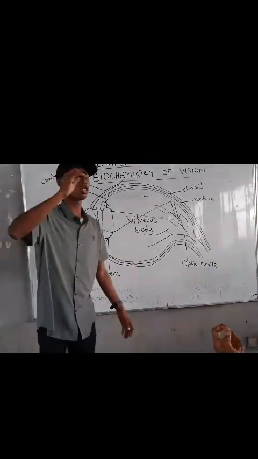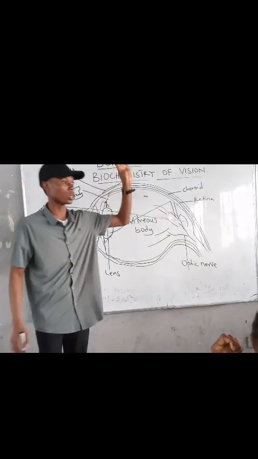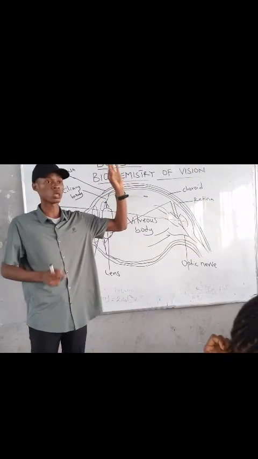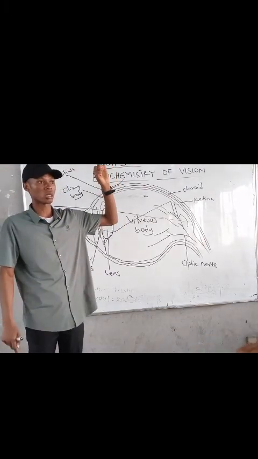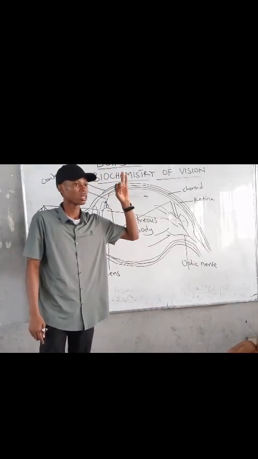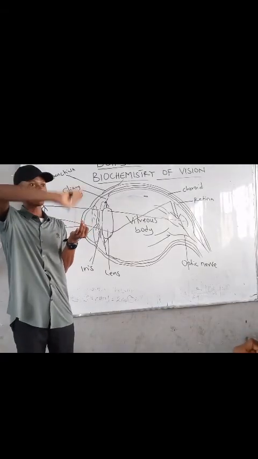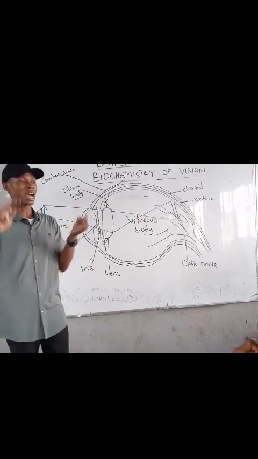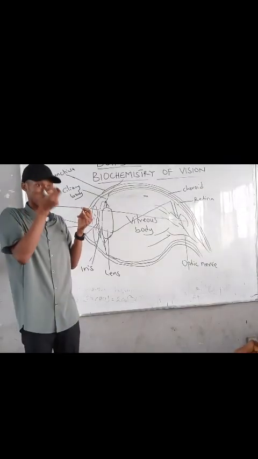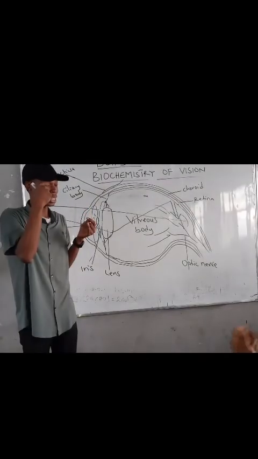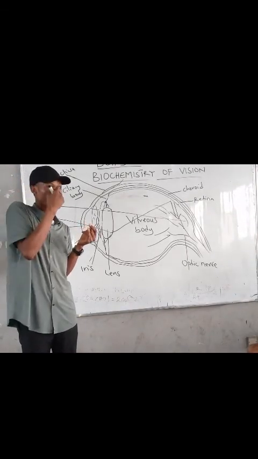If you are asked to write on the external parts of the eye, there are other ones, but we have 5 main parts of the external eye. Number 1 is what? Sclera, the white part. Number 2, the cornea, which is just covering this. And the next one is the iris, which is what you're seeing as the dark part here. And the pupil is the inner one.